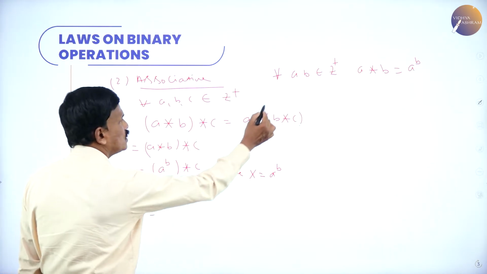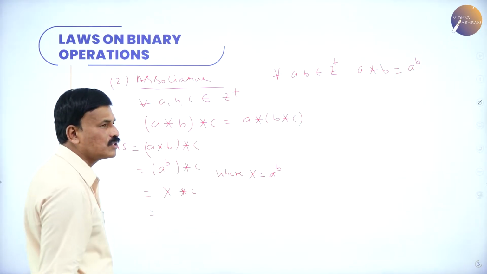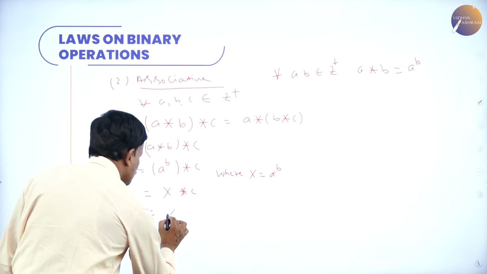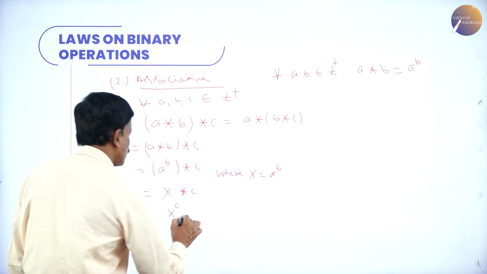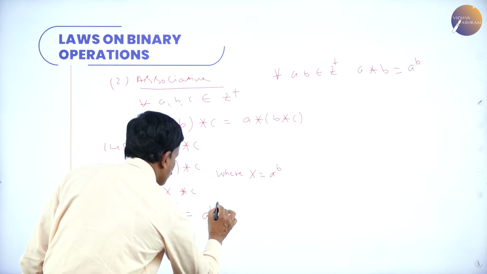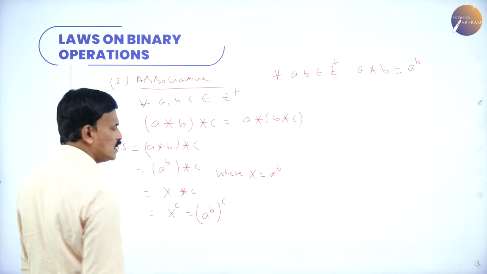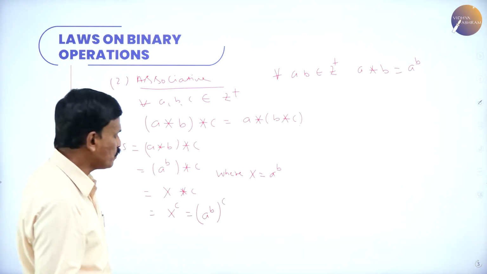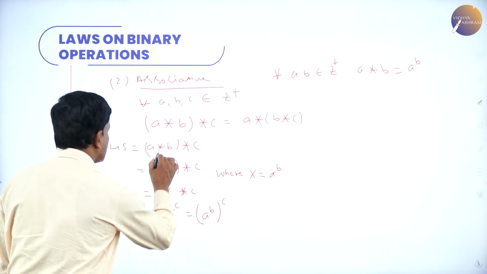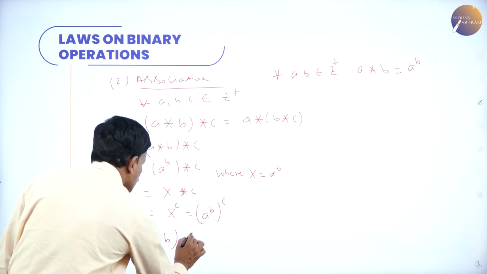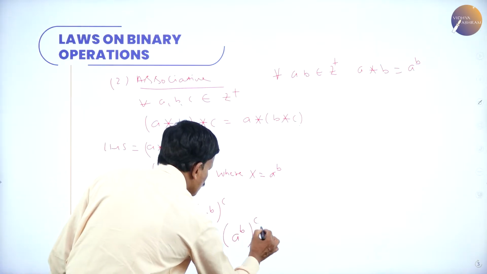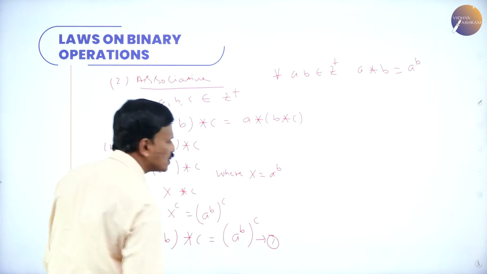Now, since A star B is equal to A to the power of B, X star C can be written as X to the power of C. Now, what is X? X is nothing but A to the power of B whole to the power of C. So, the left hand side, (A star B) star C, can be written as (A to the power of B) whole to the power of C. This is equation number 1.